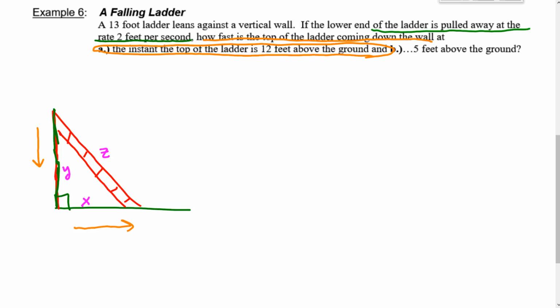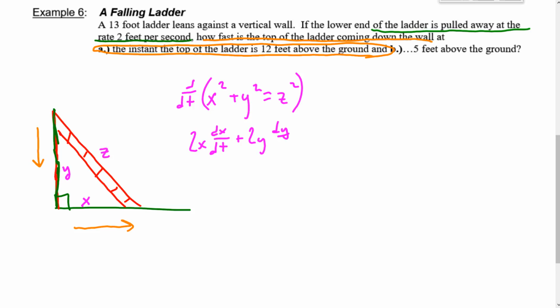We need an equation that relates x, y, and z together, and that's going to be the Pythagorean theorem. So x squared plus y squared equals z squared. And we're going to differentiate this with respect to time. The derivative of x squared with respect to t is 2x dx/dt. The derivative of y squared is 2y dy/dt. And the derivative of z squared is 2z dz/dt.